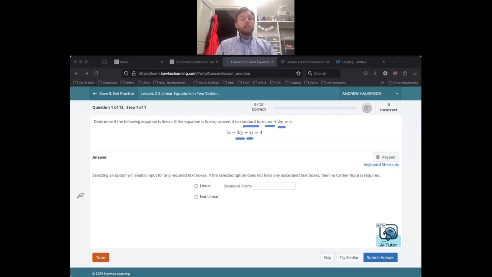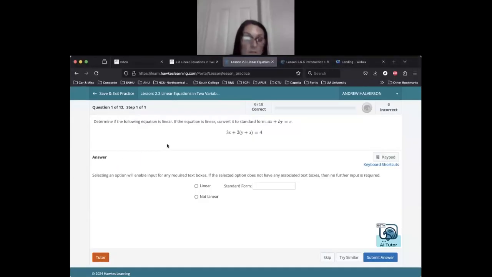So how am I going to clean this one up? How am I going to get this one to look like this form? What would we do? Well, first we have to get rid of the parentheses. So how are we going to get rid of the parentheses here? Any takers? We're going to simplify it. How do we get rid of the parentheses here?